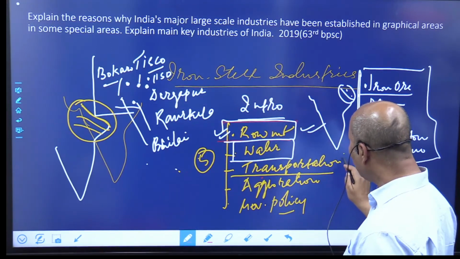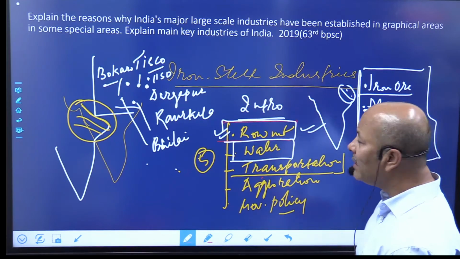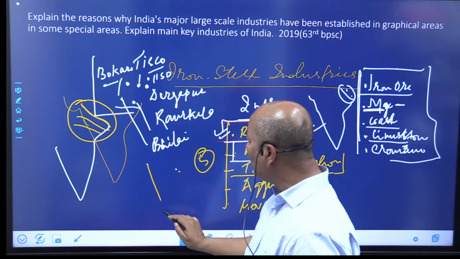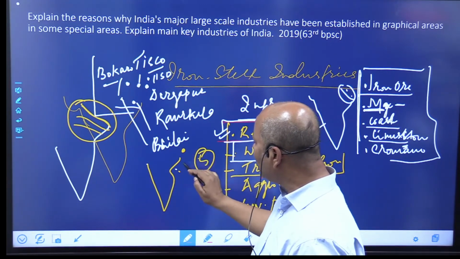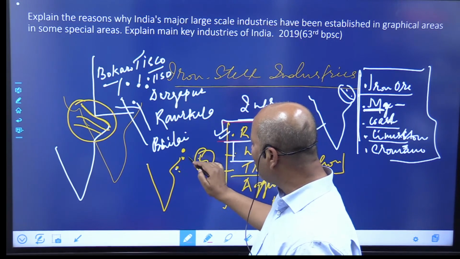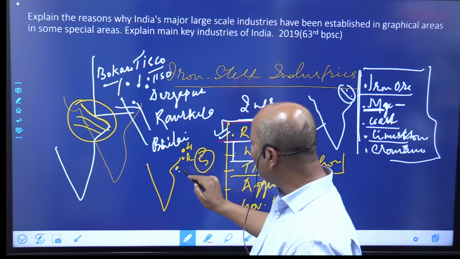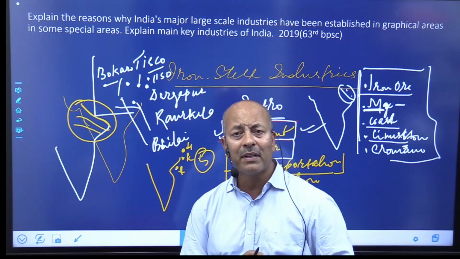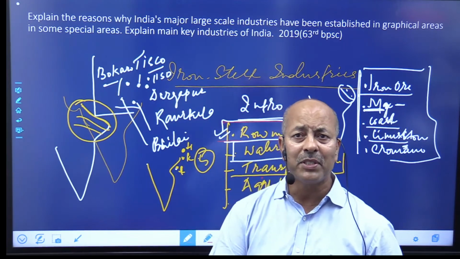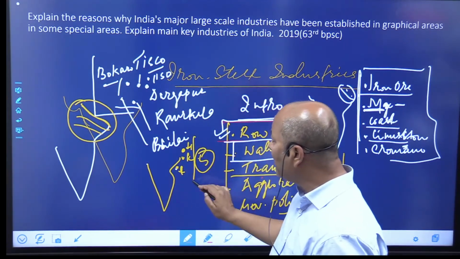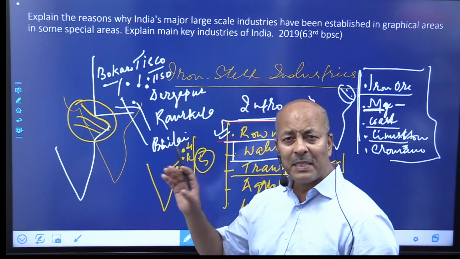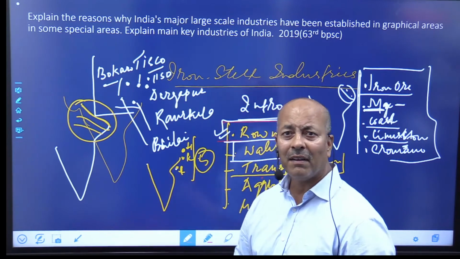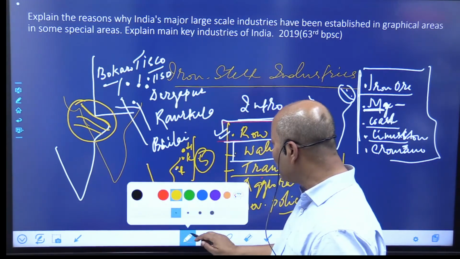Then find out the third factor useful for the location of the iron and steel industry in northeastern India. Here we find the port facilities of the eastern plateau region: Calcutta, Haldia, and Paradip. All are very close to the eastern plateau area of Rourkela, Bhilai, and Jamshedpur. These are for international trade. Places like Haldia, Paradip, and Calcutta are very useful for international trade.